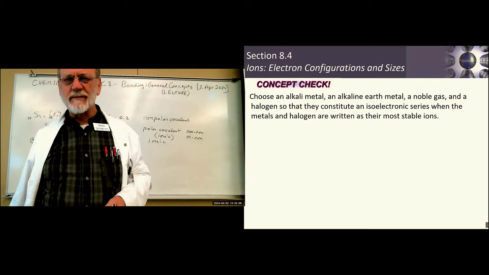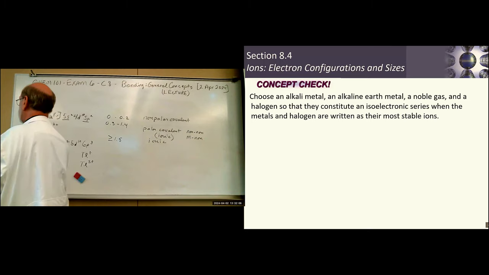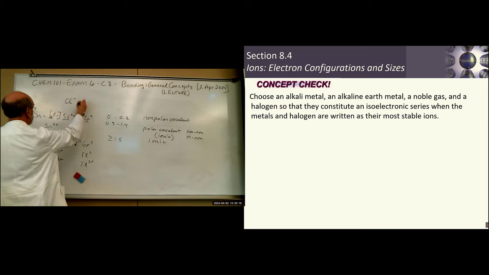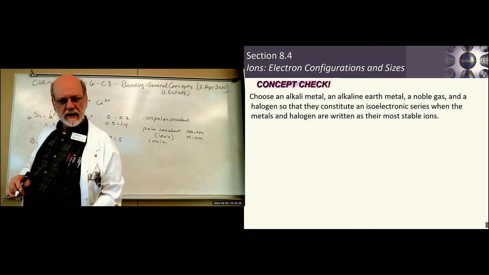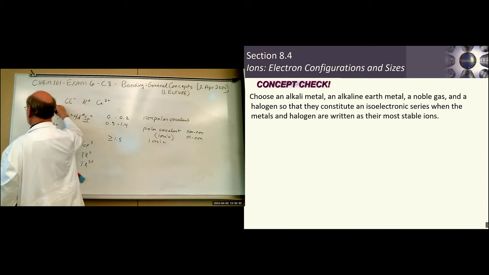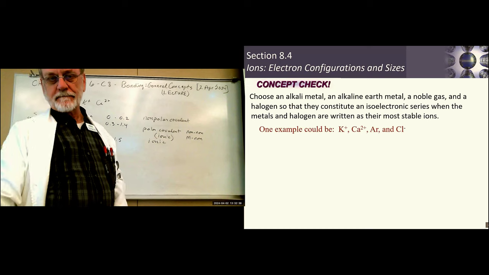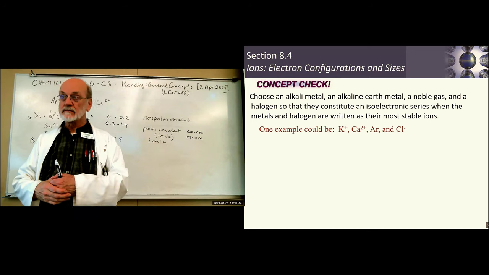All right, for this one, an alkali metal, alkaline earth, noble gas, and halogen. So if they have the same, all right, so we could do argon, right? We could use chlorine as the halogen, add one electron, make it a chlorine 1-. Or we could say potassium with a plus one and calcium with a plus two. And then, of course, they would all look like argon. That would be an isoelectronic series. Okay. They would all have the same electronic configuration.